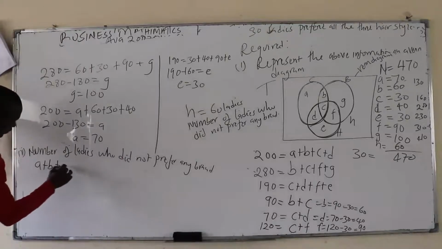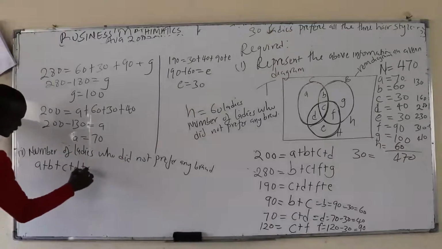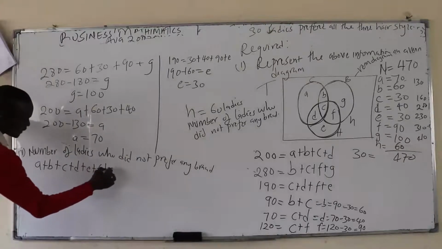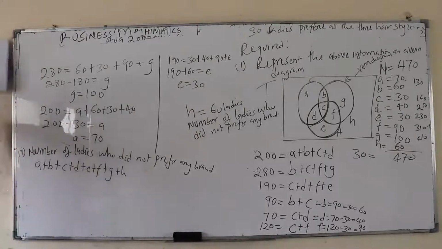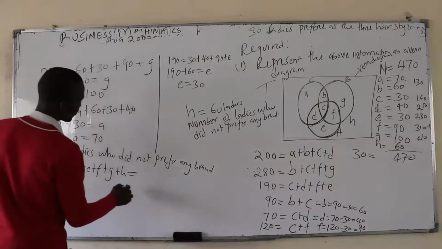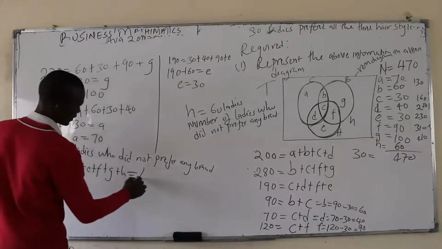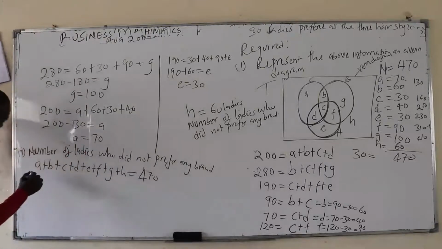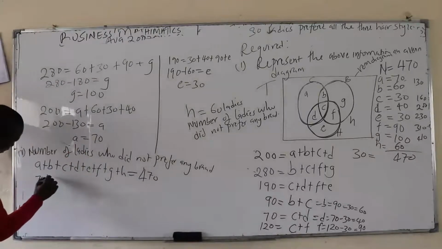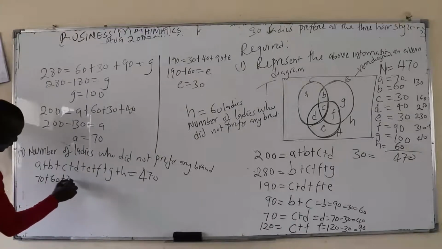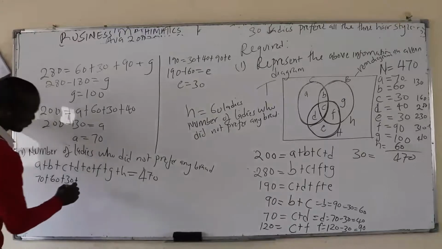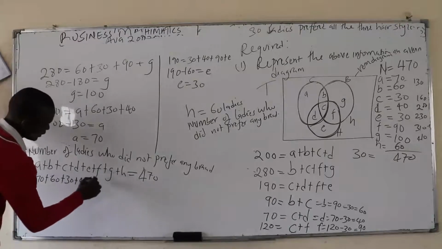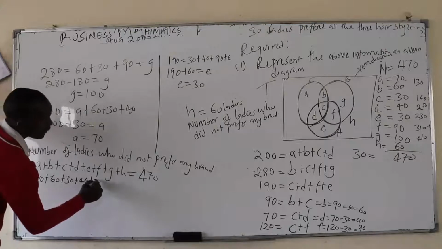So it is 70 plus 60, 130, plus 30, 160, plus 60, 220, plus 30, 250, plus 90, 340, plus 100 is 440. So for 470, our H here is not 0, it is 60. So you say H is 60.